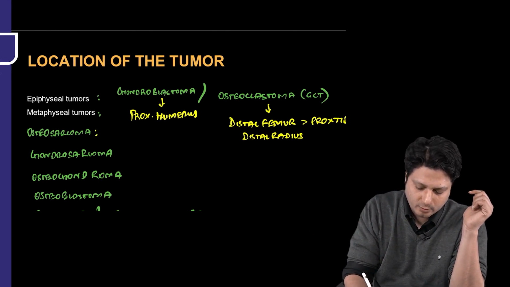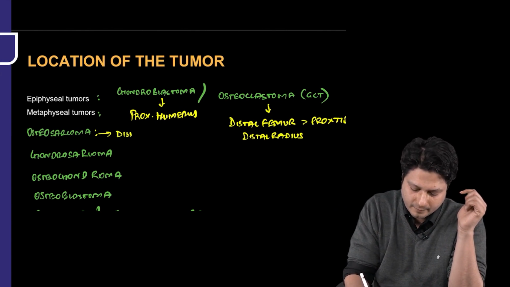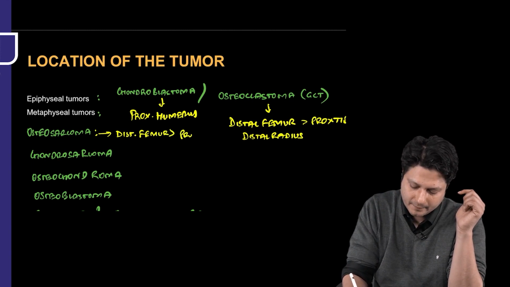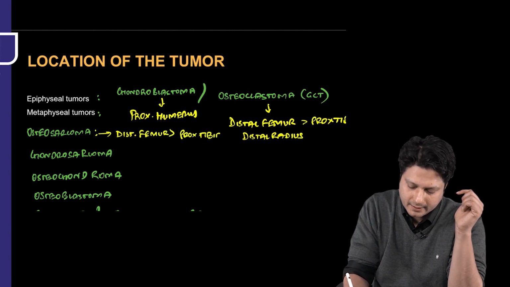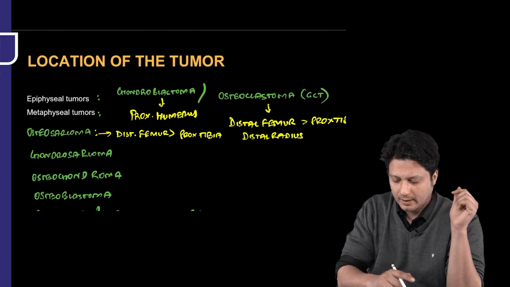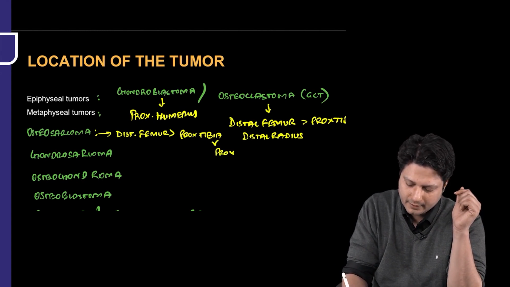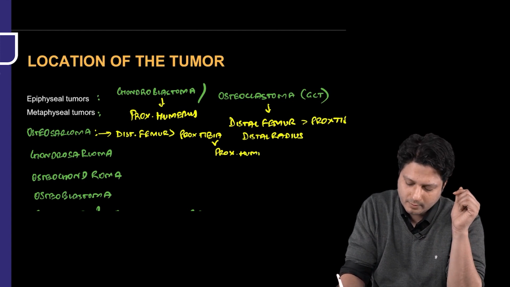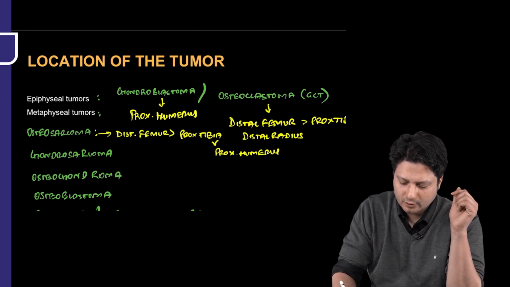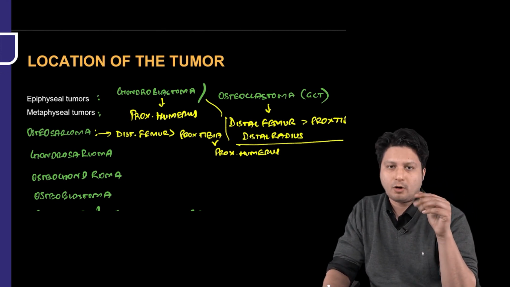As far as osteosarcoma is concerned, it is again the distal femur, then the proximal tibia. But in the upper limb, the most common bone to be affected by osteosarcoma is the proximal humerus. Alright, so the proximal humerus is the most common bone to be affected by osteosarcoma in the upper limb. So this is for osteoclastoma and this one is for osteosarcoma.